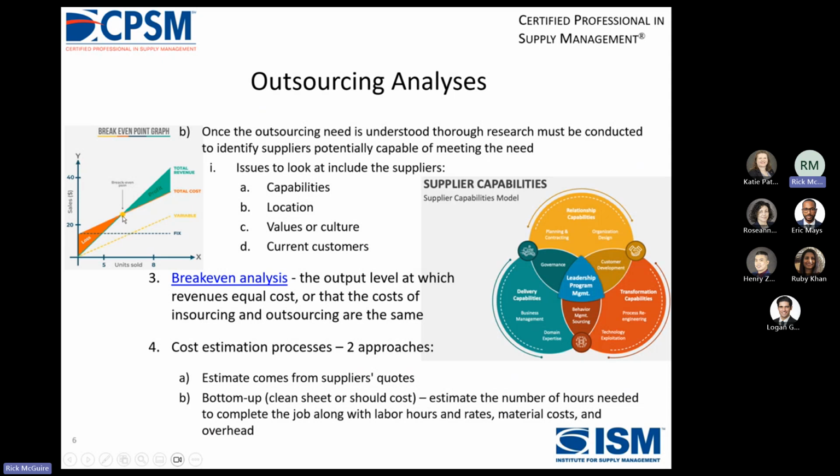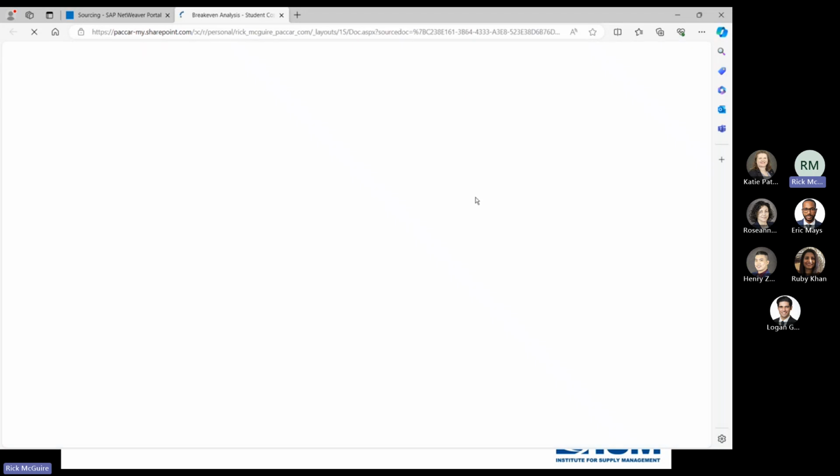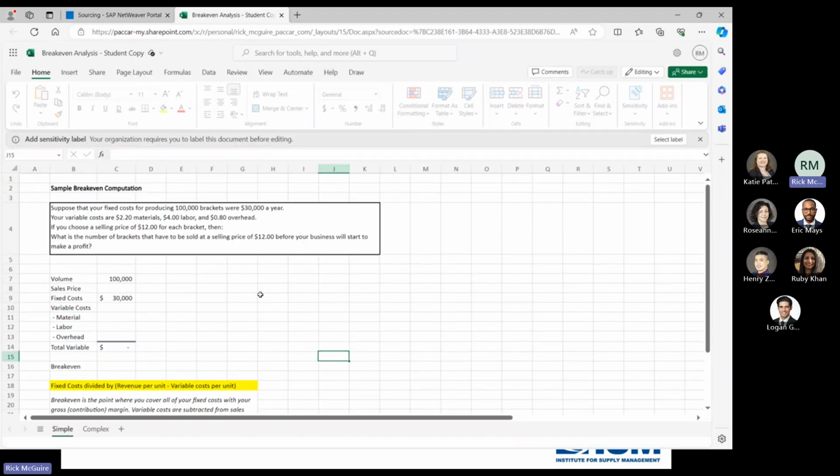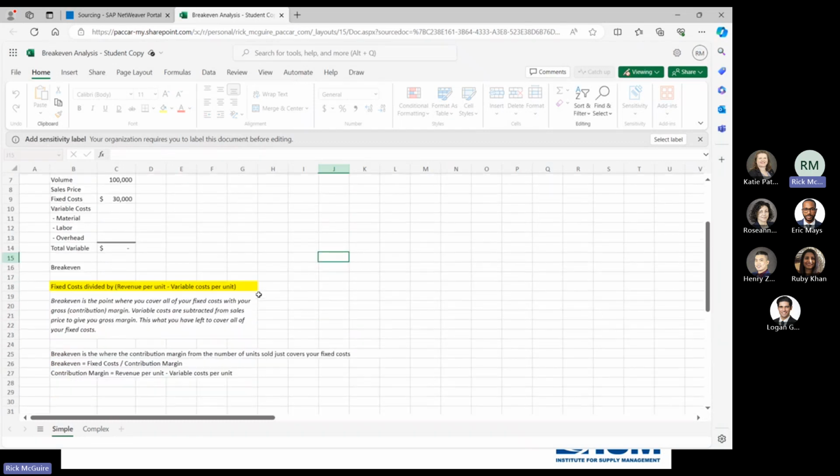So this is break-even here. This is total revenue. This is total cost. So above break-even, total revenue is higher than total cost. Below break-even, total cost is higher than total revenue. And here are some questions that you can practice on for break-even. You'll see these on the test.